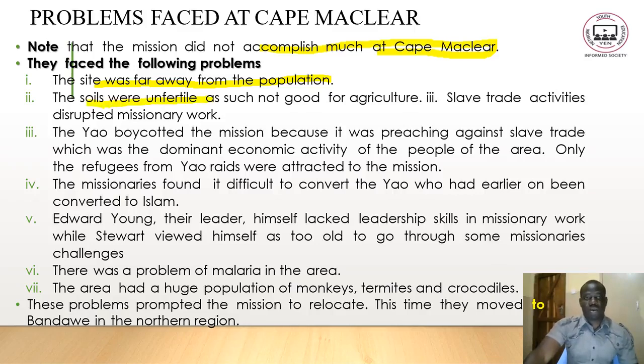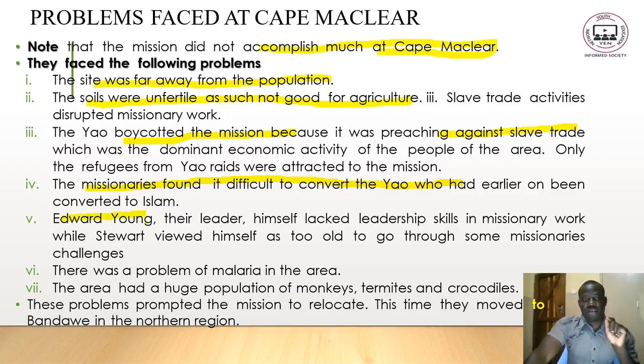And also the soils were unfertile, as such not good for agriculture. And also slave trade activities disrupted their work. And not only that, the Yao boycotted the mission work because it was preaching against slave trade, which was the major activity of the Yao. And again, missionaries found it difficult to convert the Yao who had been earlier converted into the Islamic faith. As a result, it was difficult for the Yao to be converted to Christianity.